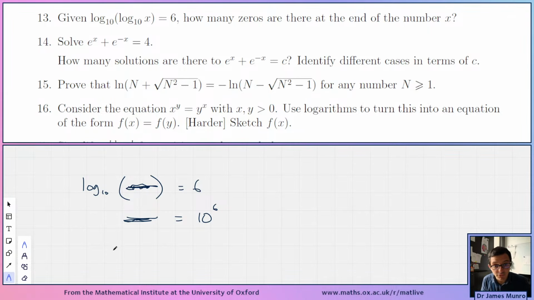Okay, then I look a bit closer and I realise that that says log base 10 of x is 10 to the 6. Oh, okay, so this says that x is, so again, 10 to the power of 10 to the 6, which is 10 to the power of 1 million. So I guess there are a million zeros at the end of x, and 1 at the start of x, and nothing else going on. Okay, that's nice.